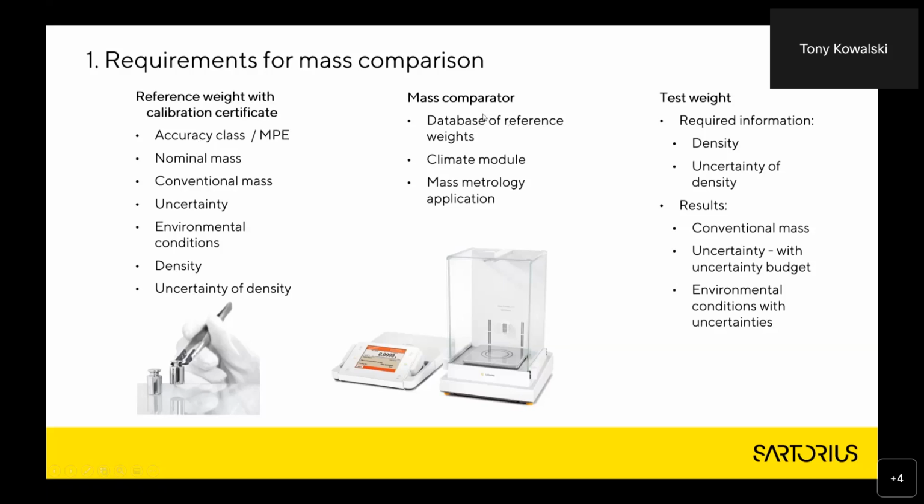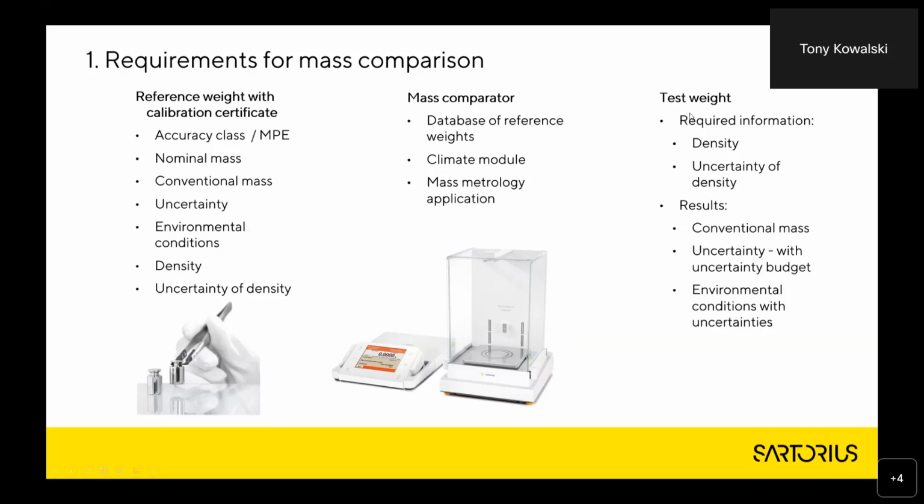We need a mass comparator, and we need to have our database of our reference weights. We need a climate station, or in some cases, it can be integrated into the mass comparator. And we need an application to follow for the mass metrology. So we know to make the calculations in the end to determine the conventional mass of our test weight with all of the errors known and the uncertainty calculated.